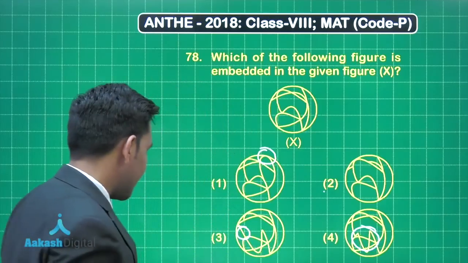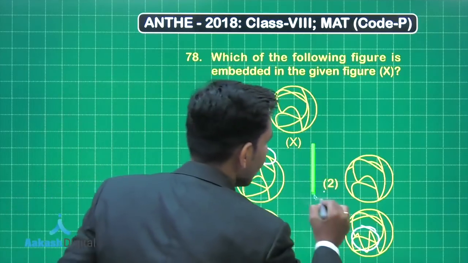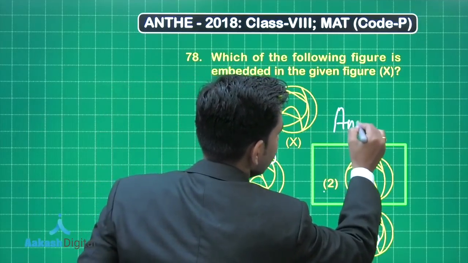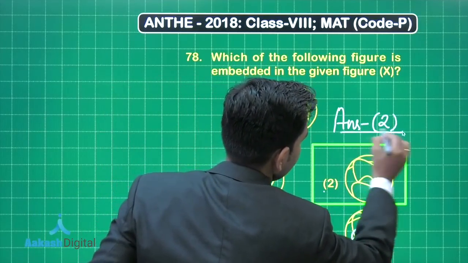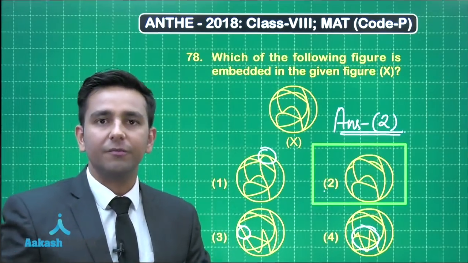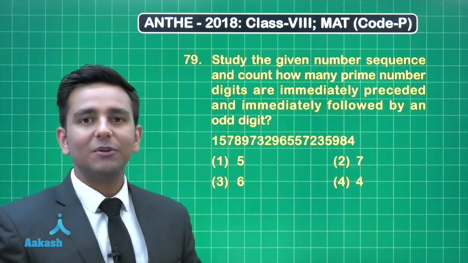That means clearly we can say here the second option is the correct answer for this given question. So the answer for this question is option number 2. So I hope you understood this question. Now let's move forward to the next question. Now let's solve question number 79.